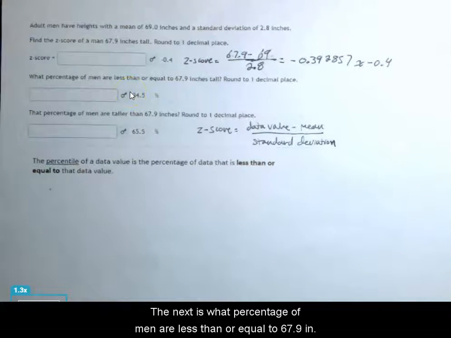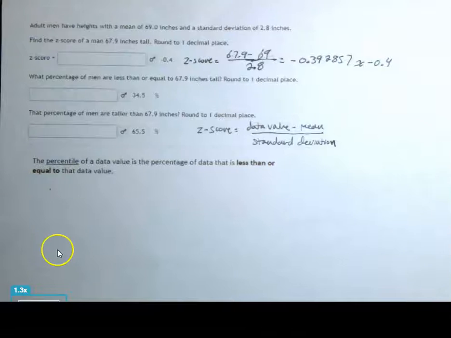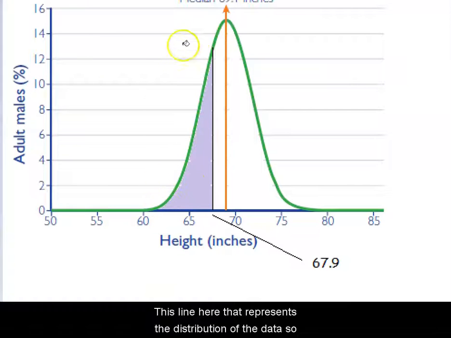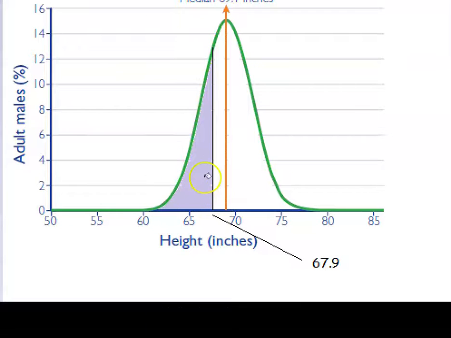The next is, what percentage of men are less than or equal to 67.9 inches tall? So let's look at our graph again. The percentage of men that are less than 67.9 inches tall would be the men that are on the left side of this 67.9 and underneath this line here that represents the distribution of the data. So it's the percentage of the graph that's in this area here.